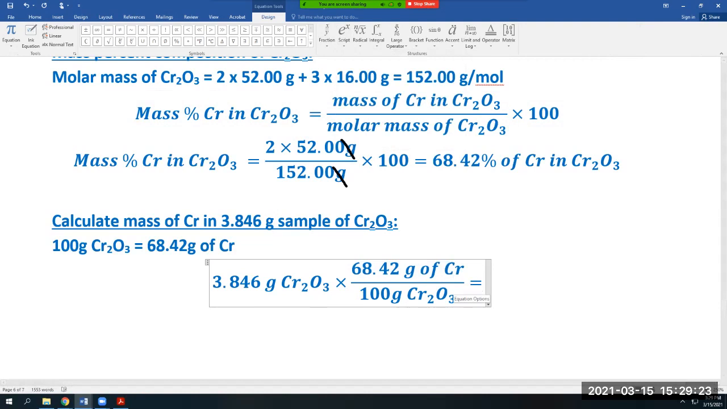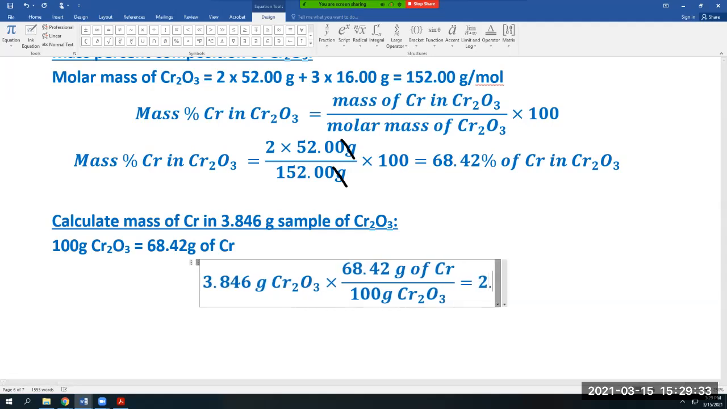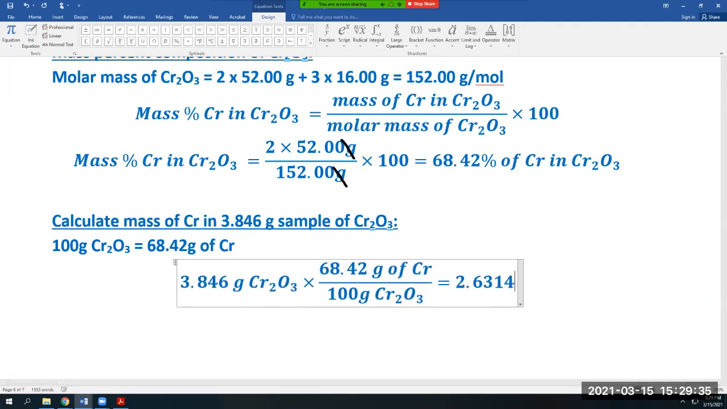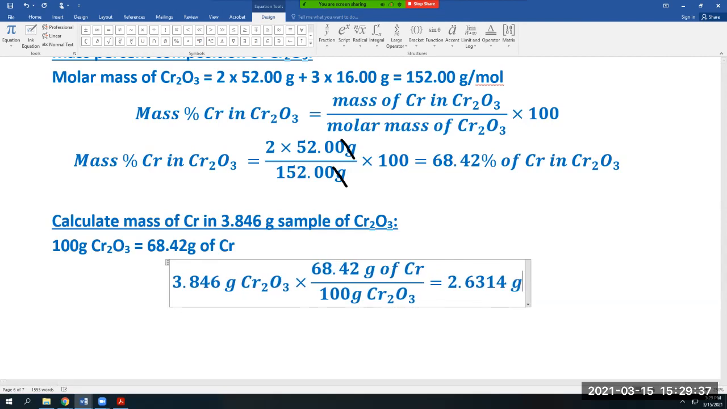So in the calculator, we do 3.846 times 68.42 divided by 100. And the answer is 2.6314, etc.